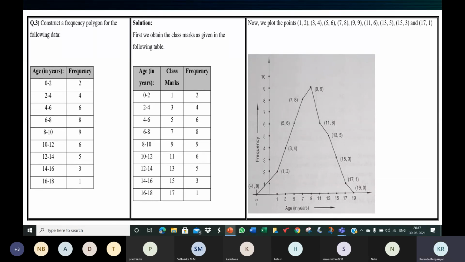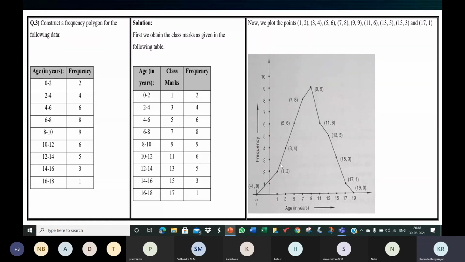The last one is 16 to 18. What will be the class interval after that? 18 to 20. So consider these imaginary class intervals, one before the first one and one after the last one. Going by the rhythm here, before 0 to 2 it's not really possible, it's a different thing.